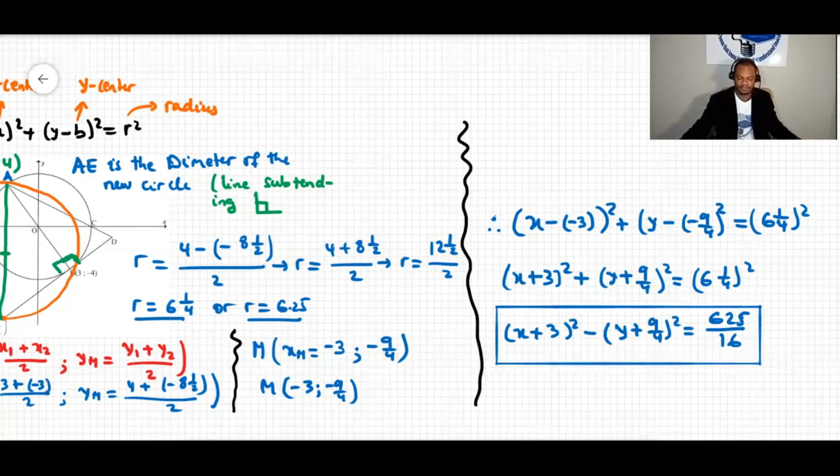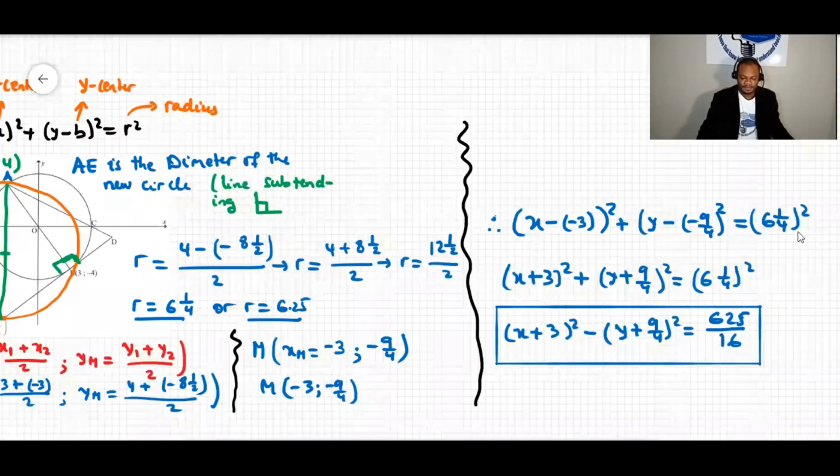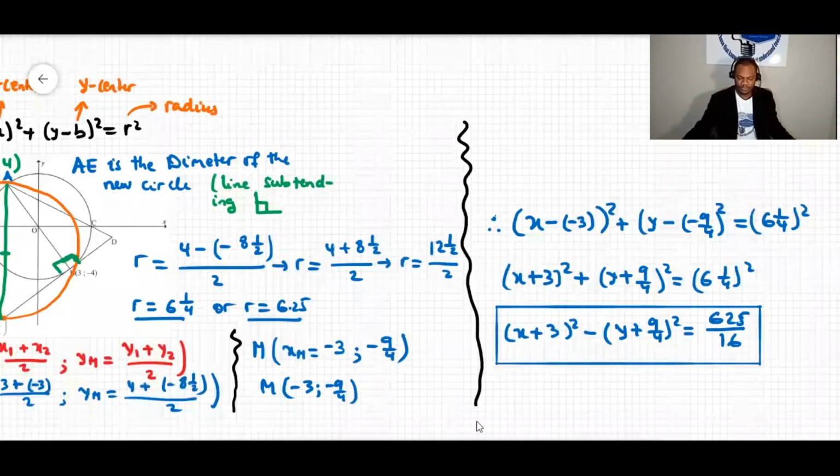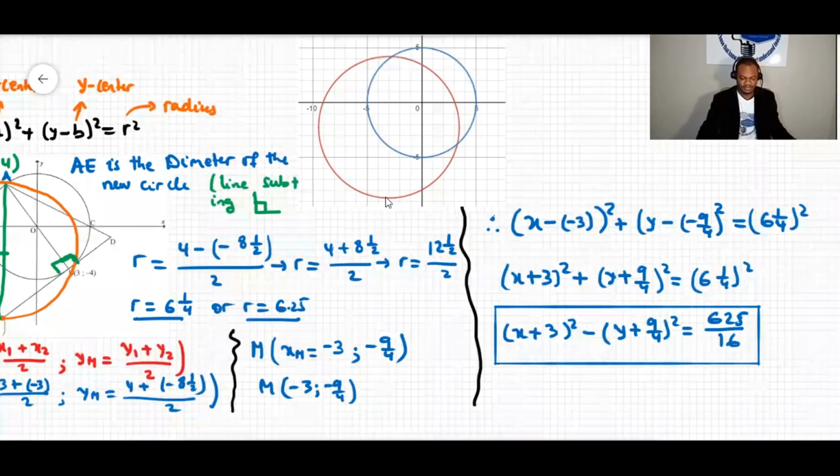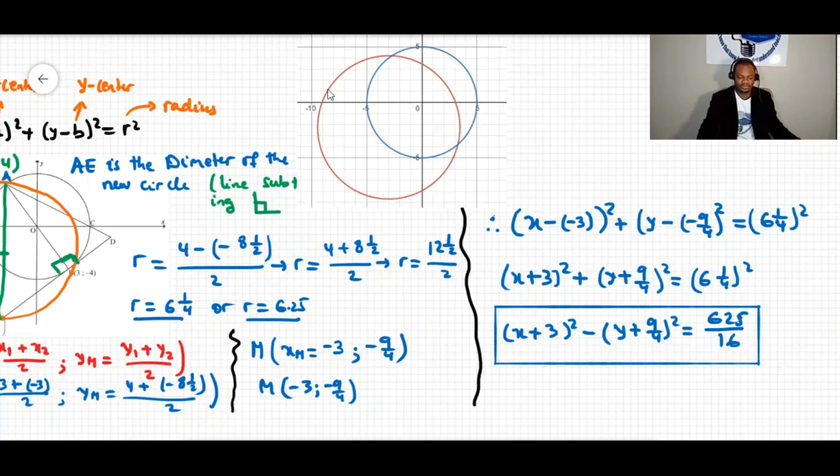Okay. Now I can show you how the two circles will look. They may look like this. So we can see here are the points. So that's okay. The equation of the new circle is the red. The old circle was that one in blue.